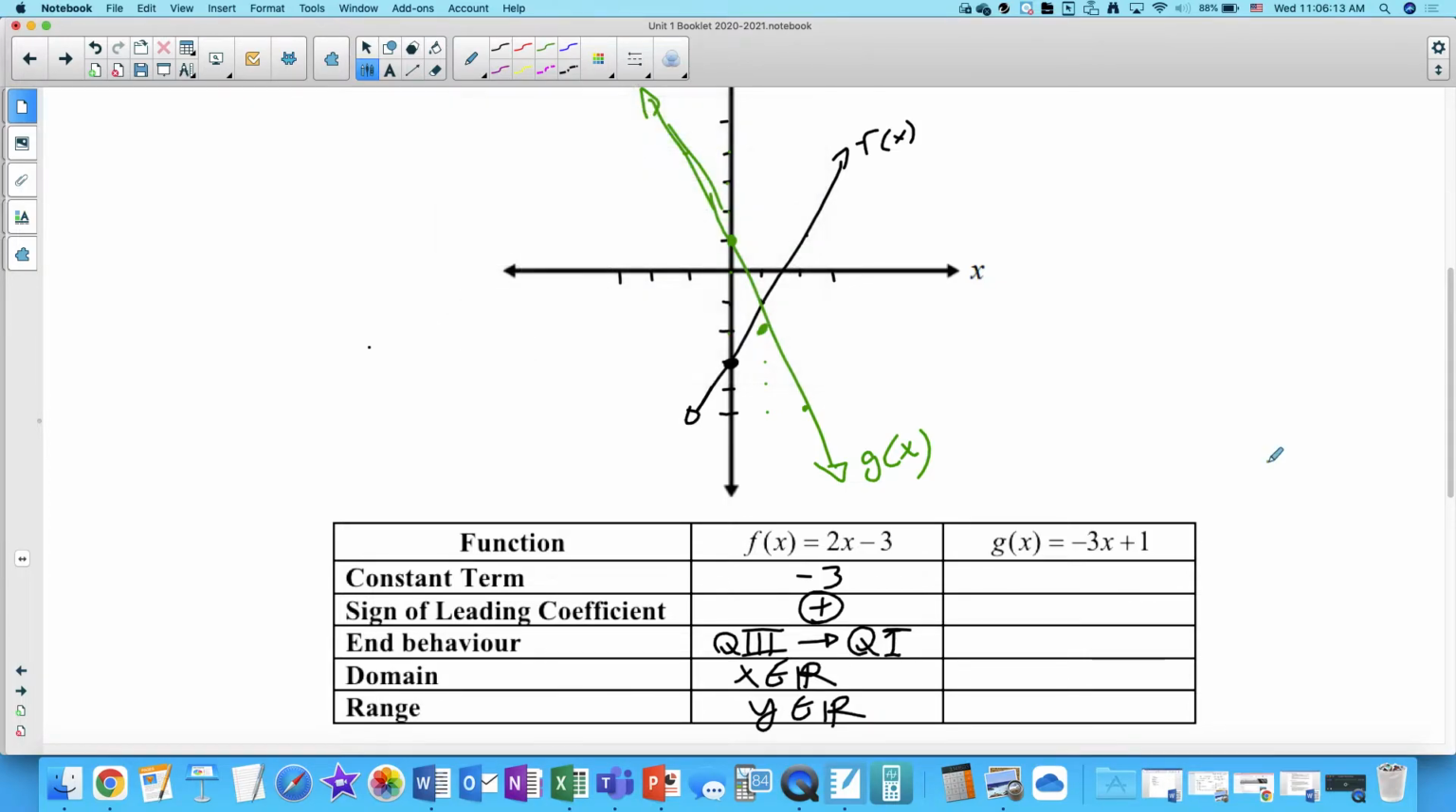Okay, constant term for g of x. 1, yes. What's the sign of the leading coefficient? Negative, that's right. Okay. The end behavior, where does it start? Where does it end? Yeah, so it goes from quadrant 2 to quadrant 4. Okay. What is the domain? And what's the range? Yeah, they're both elements of the reals. So x is an element of the real numbers, and y is an element of the real numbers.